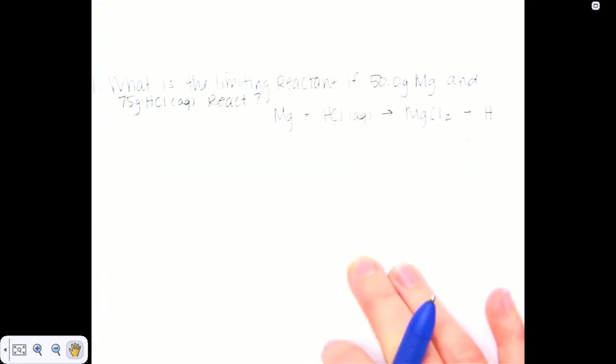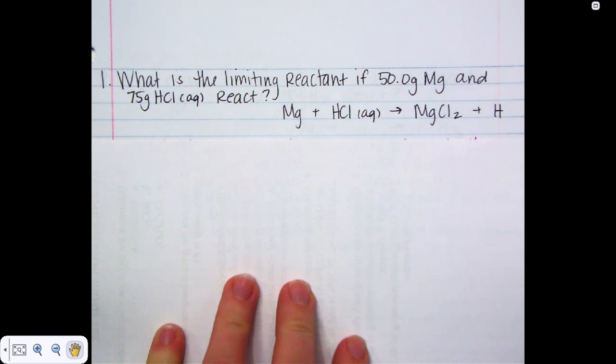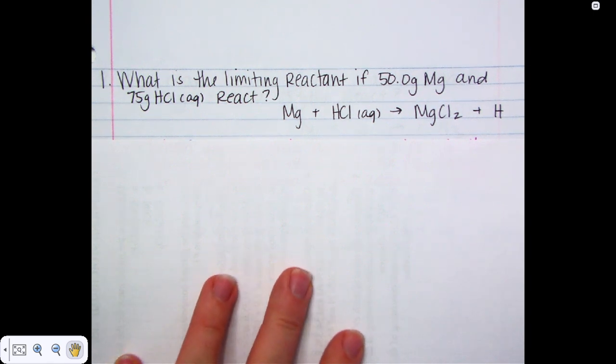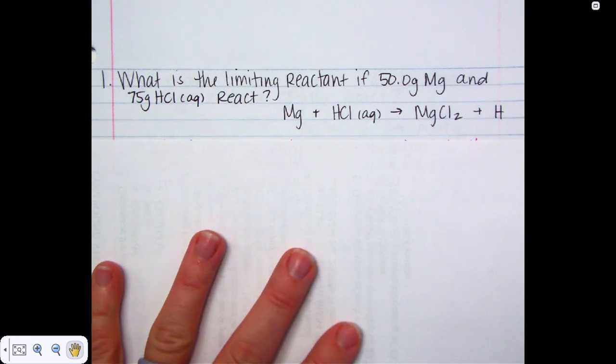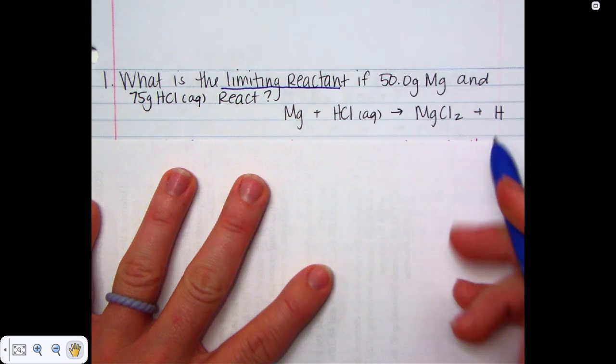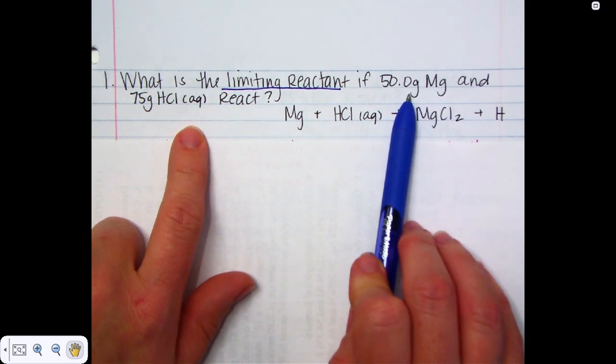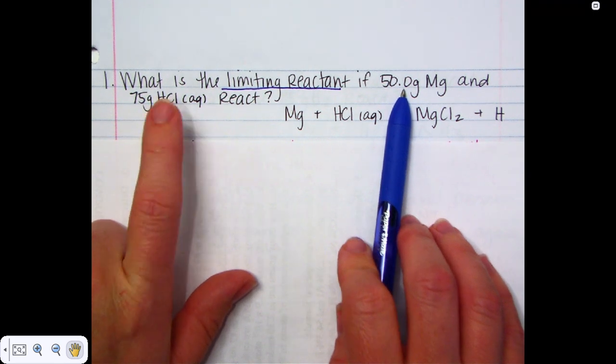All right, so let's look at our first example. What is the limiting reactant if 50.0 grams of magnesium and 75 grams of hydrochloric acid react? So it's asking for the limiting reactant, which means it just wants to know, who is my eggs? Who's going to cause me to make less? Is it the magnesium or is it the hydrochloric acid?